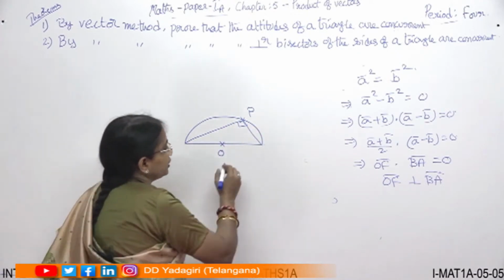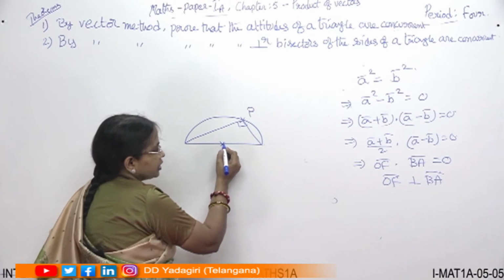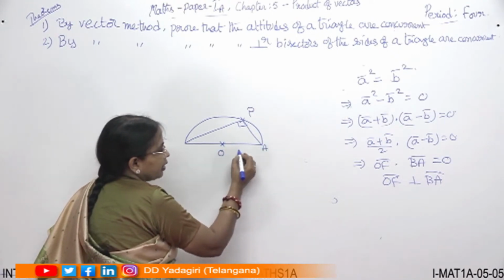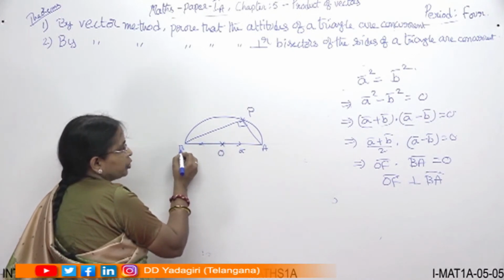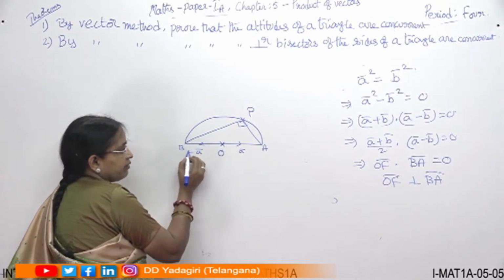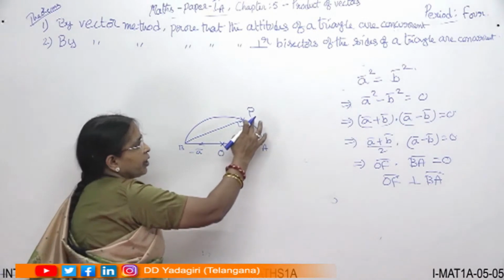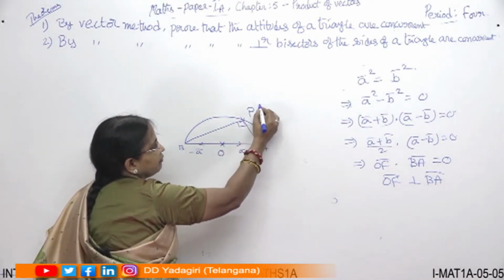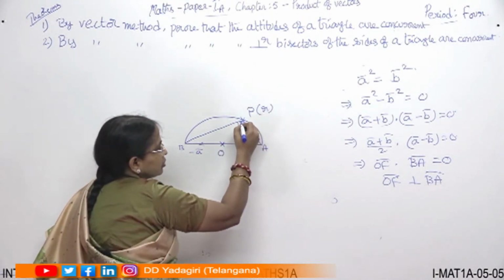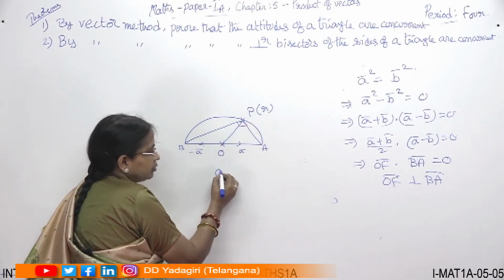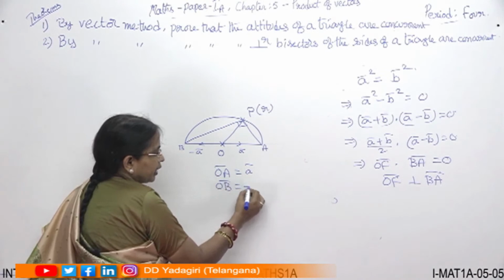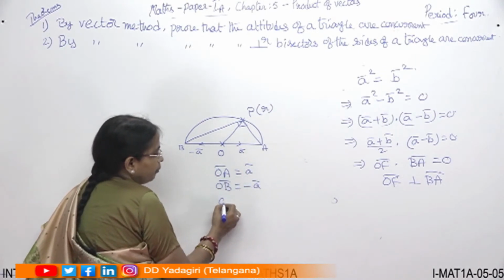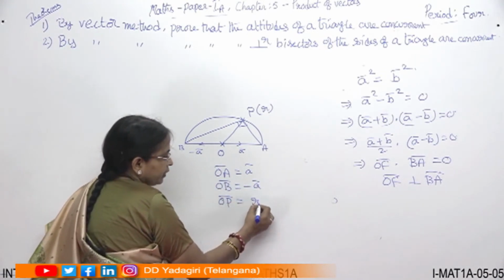So how we do is, we'll take O as origin. Let OA be a vector. Then this is the same in the opposite direction, no? So this will be minus a vector. Now take any point P on the semicircle with position vector R, so that is OP is equal to R. So OA is equal to A, and then OB is equal to minus A, and then OP is equal to R.